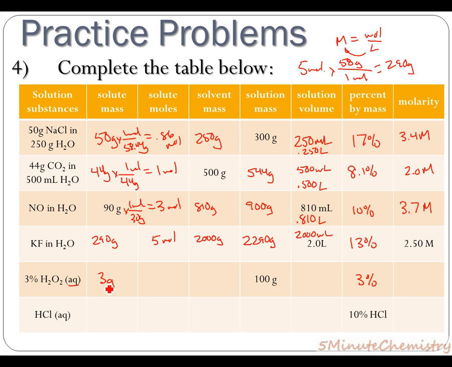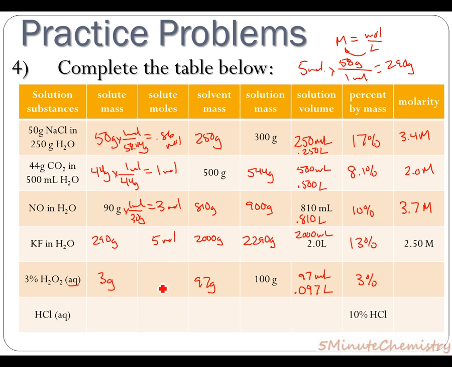So I have grams of solute now. I have the solution mass. If I take the mass of the solution and subtract away the solute, that gives me 97 grams of solvent. 97 grams of a water-based solution. So 97 grams of solvent would give me a 97 milliliter solution volume. And I'm just going to go ahead and take that to 0.097 liters.